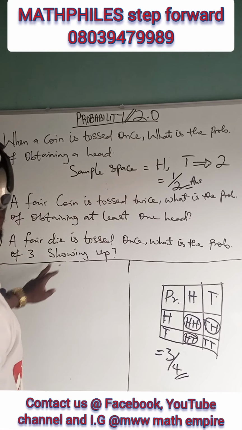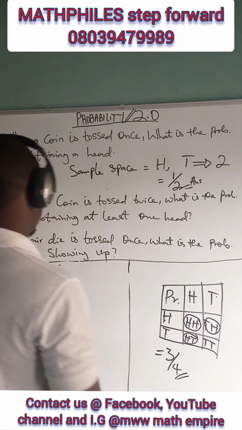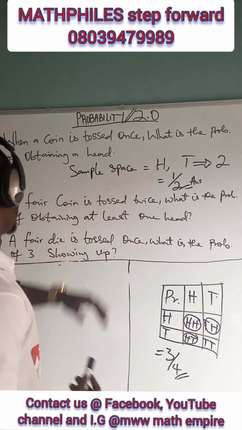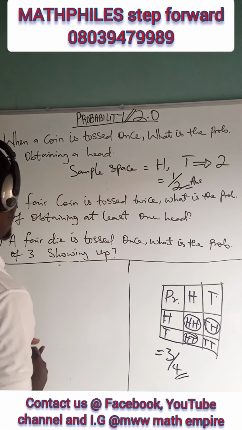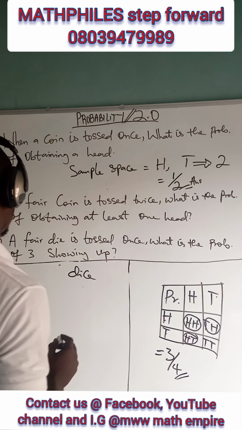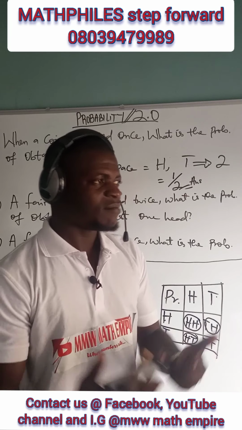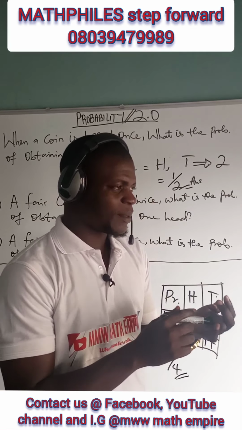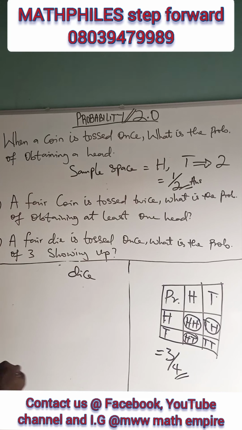Now, let me use this space for the number 3 question. A fair die is tossed once. What is the probability of 3 showing up? We are now talking about die, no more coin. You know that die is singular, and its plural is dice. So, what is the sample space, or the total outcome, whenever die is involved? Mind you, die is the seed of the Ludo game that we used to play at home.